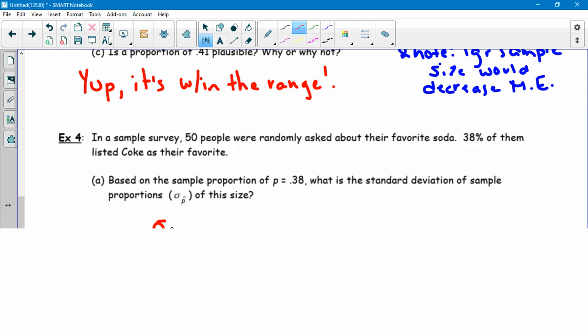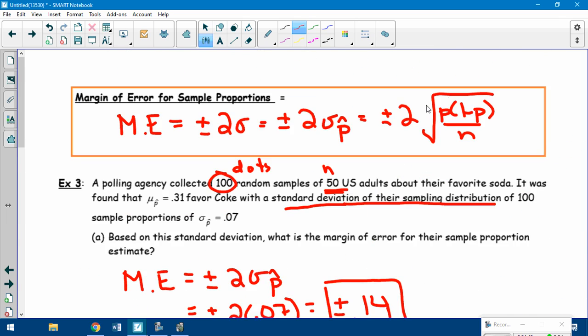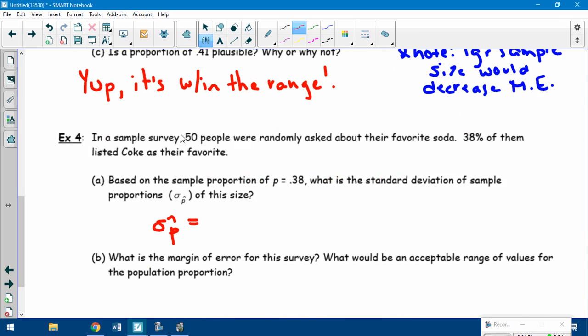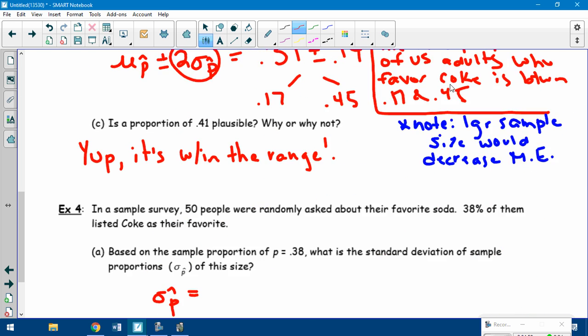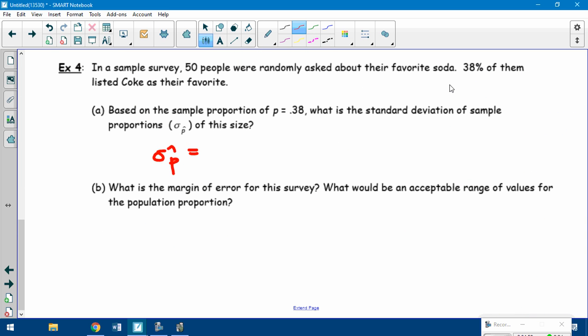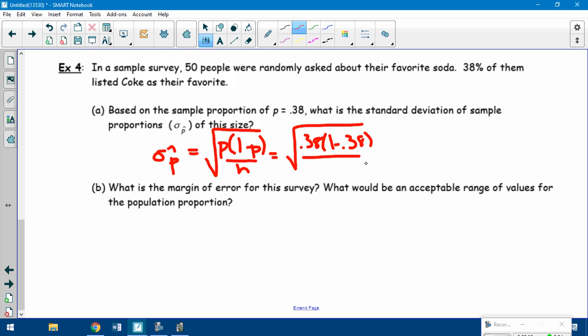That's where I have to use this formula. Because again, this is one sample, whereas in the last example, it was a whole sampling distribution. So if I have just one sample, I need to find the standard deviation of the sampling distribution. I use this formula, which again, you don't have to memorize, it'll be given to you. So we're going to use 0.38 times 1 minus 0.38 all over what's n? Sample size, 50 people.